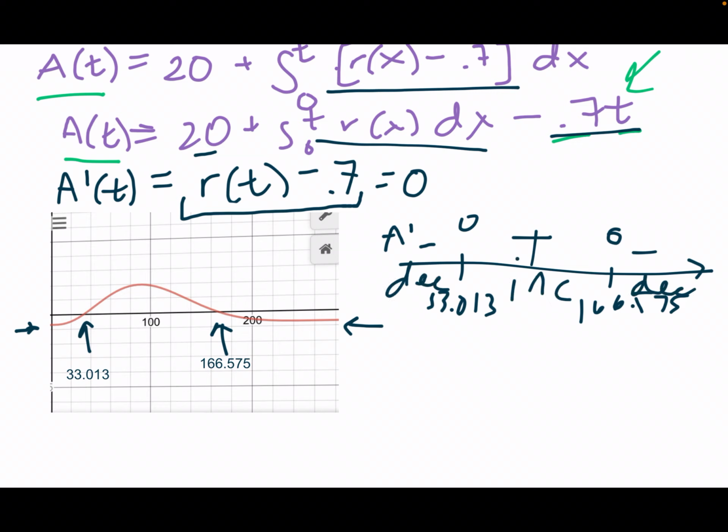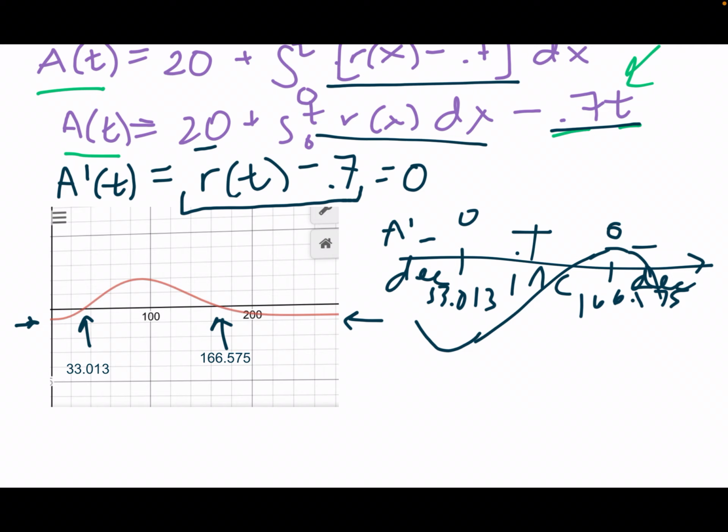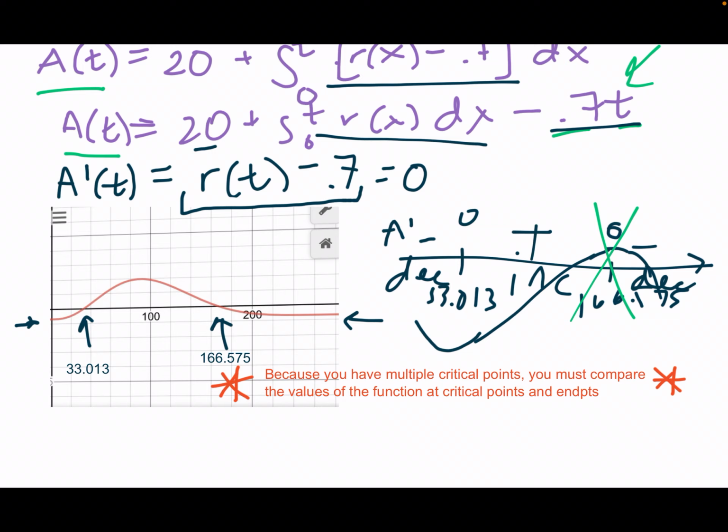Is this stuff important? No, it's a little bit of a waste of time, although it can help us minimize how much work we have to do with the next steps. If you'd like to consider this, this is a local min, and this over here is a local max. The reason that's relevant is that you are asked for an absolute min. So I don't have to consider a local max as a possible absolute min, but because I do have multiple critical points, you have to check the values at critical points and endpoints. I really can't emphasize that enough. Because you have multiple critical points, you must compare the values of the function at critical points and endpoints.